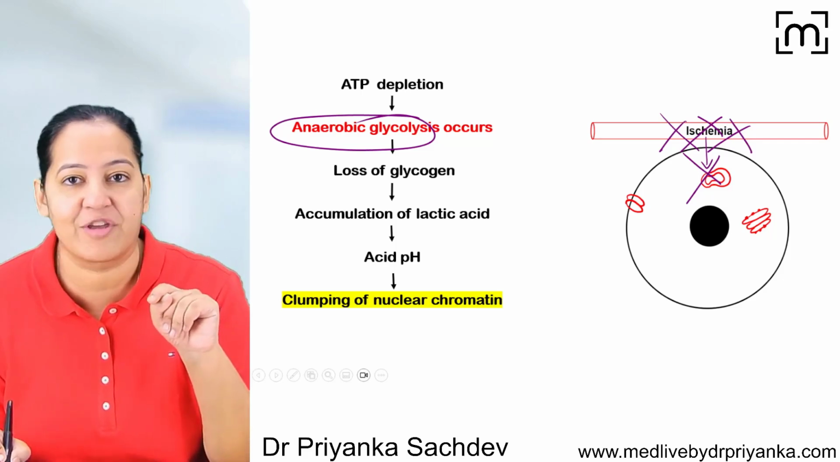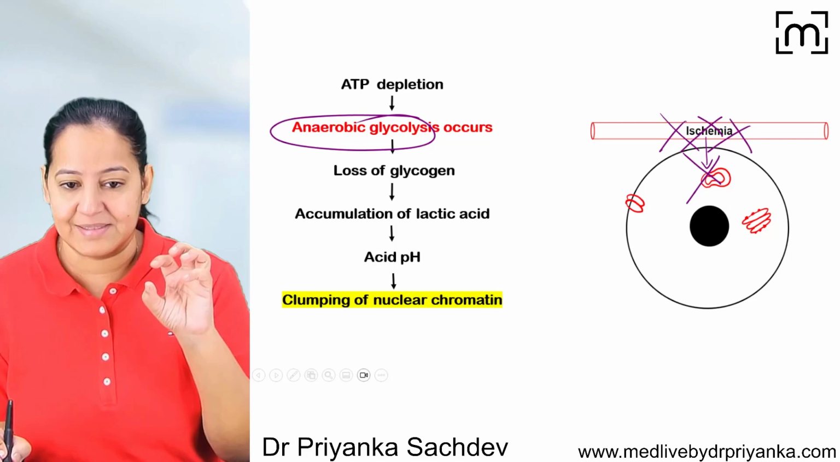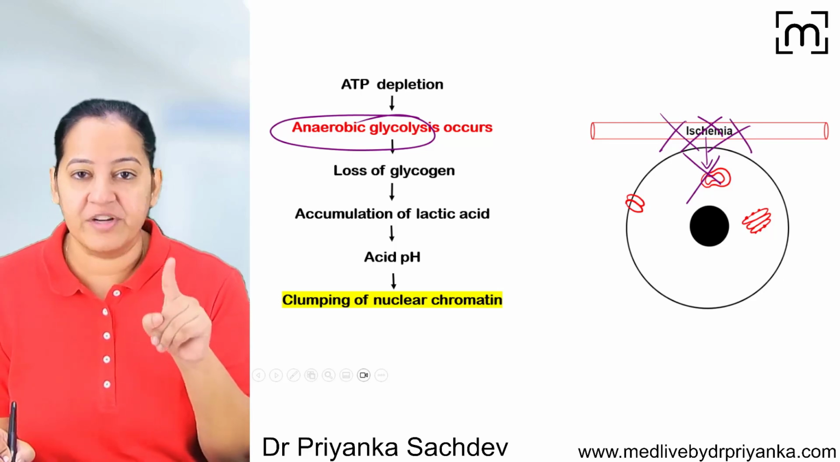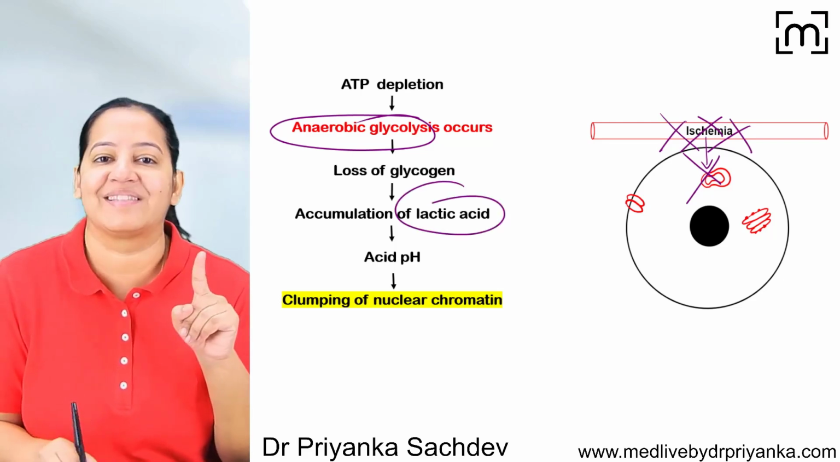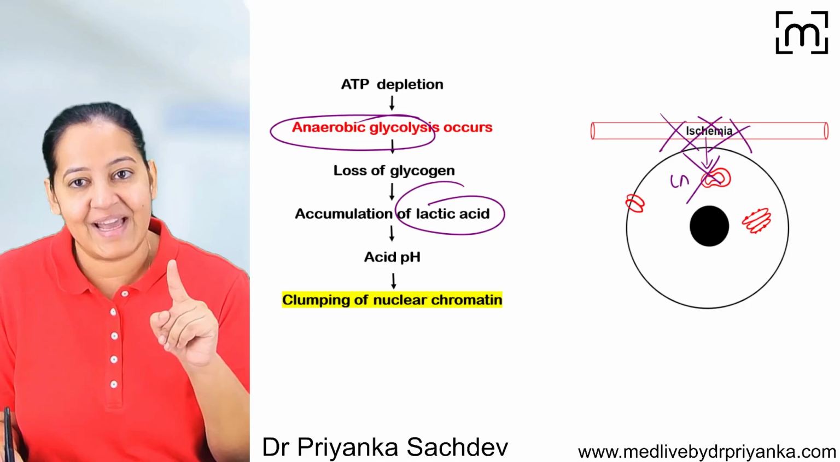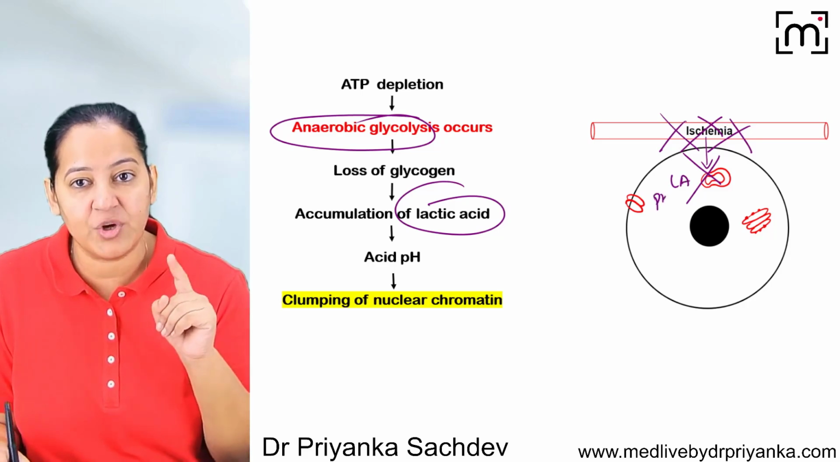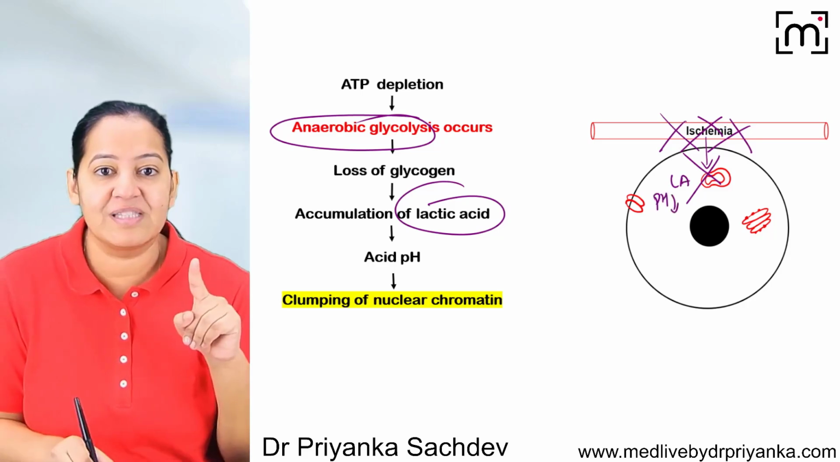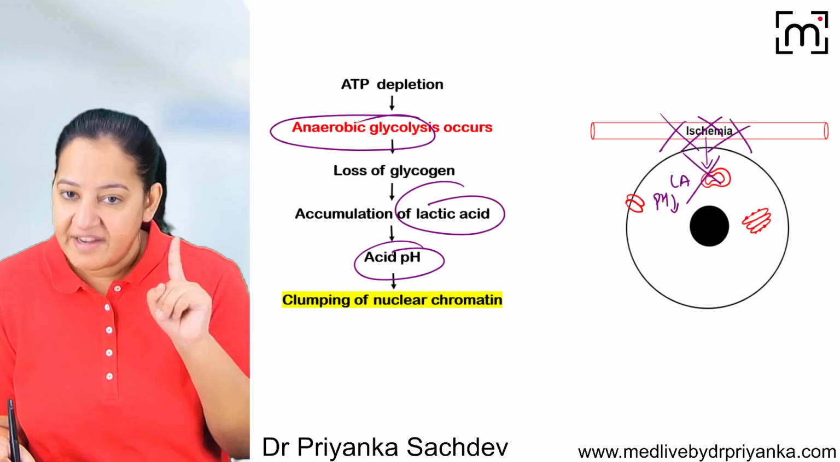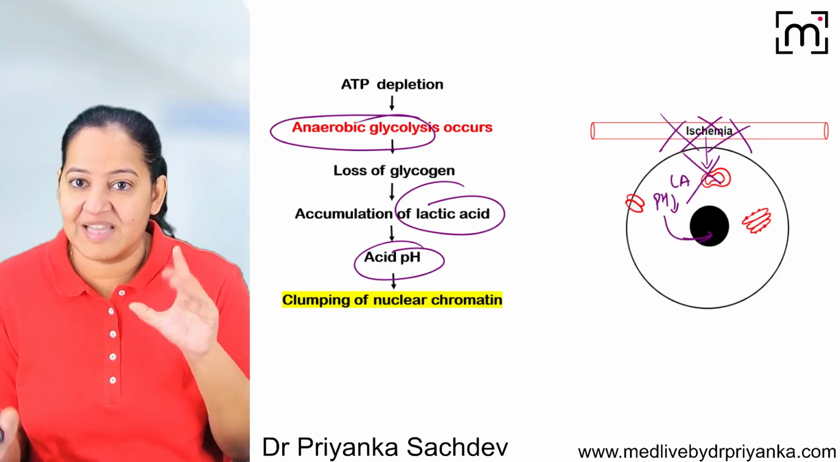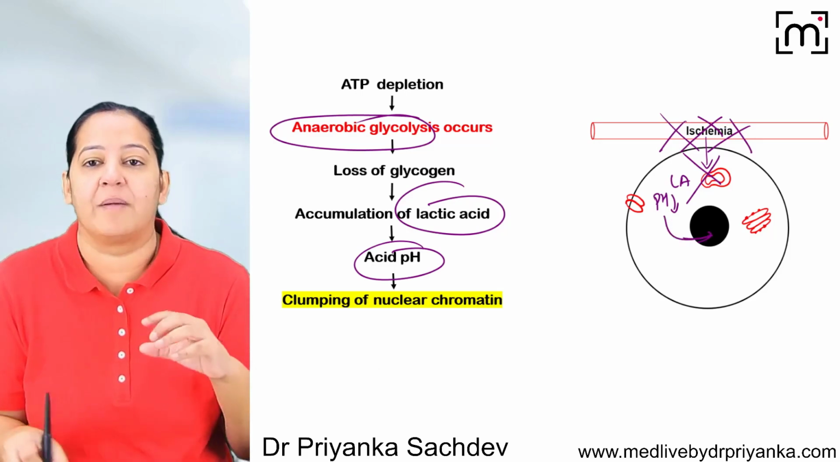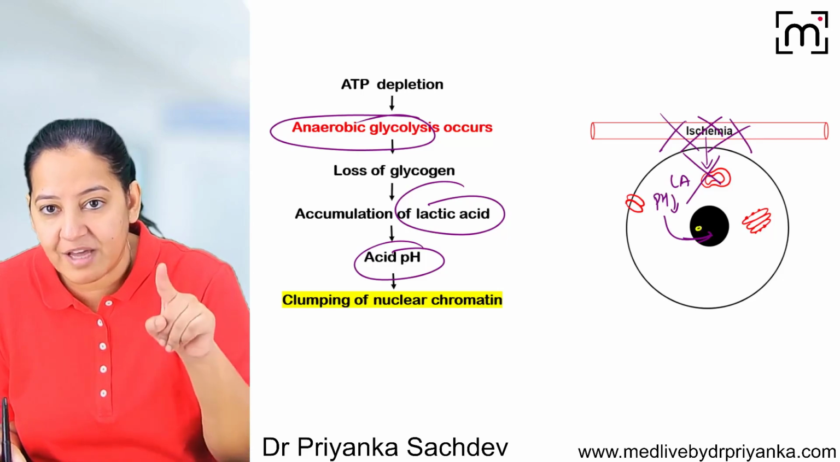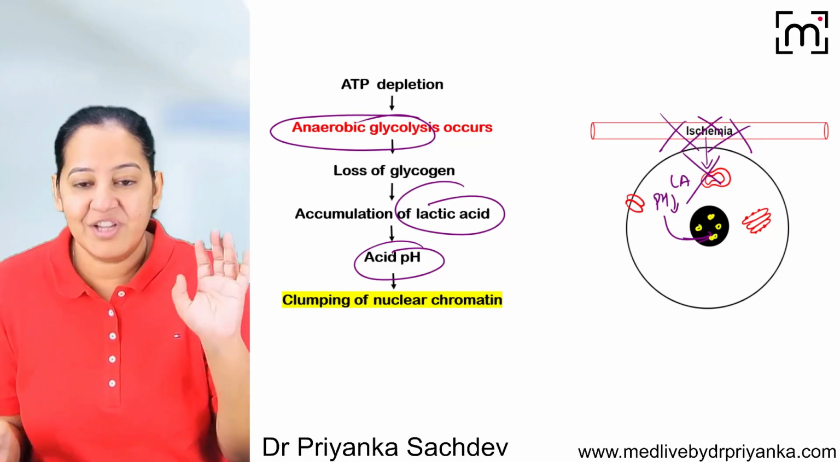You may have read this in biochemistry. Here fewer ATPs are synthesized, and the end product is lactic acid. Lactic acid will make the pH of the cell acidic. The pH of the cell will fall, and in acidic pH, the nucleus of the cell will form clumps. Inside the nucleus, small clumps are formed. So the nucleus is gone.